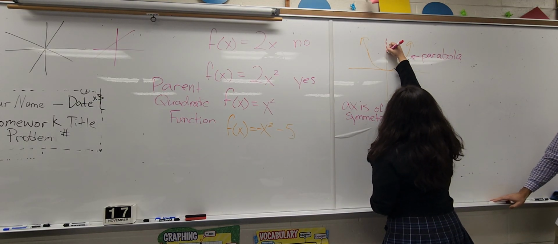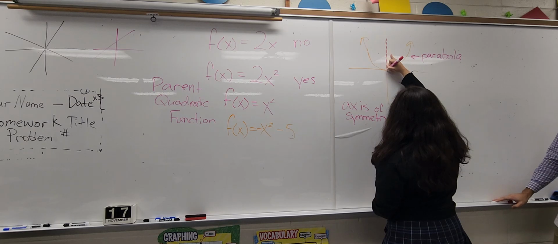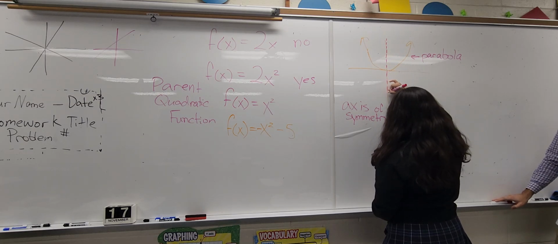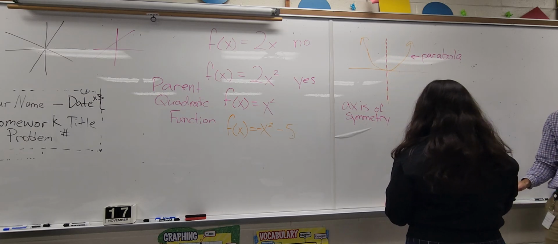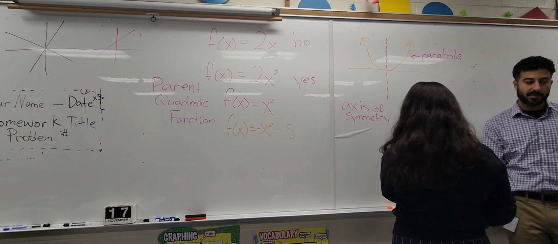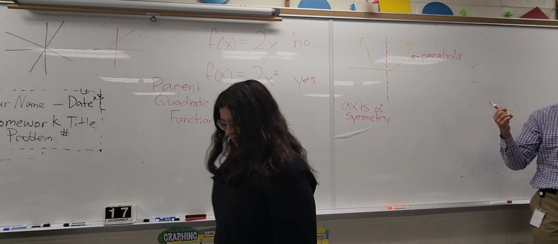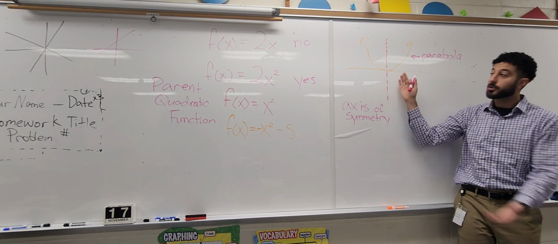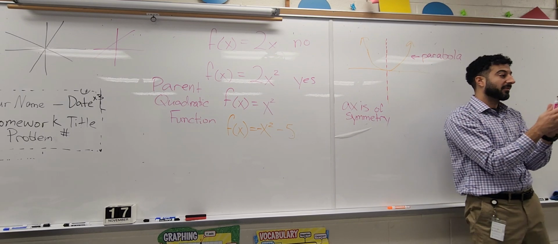Axis of symmetry is the line that cuts the graph perfectly down the middle. Wait, what? Can you repeat that? Axis of symmetry? Yeah, it's the line that just, well, I mean, I'm not giving the textbook that, thank you. That is perfect, by the way. It's the line that cuts it perfectly down the middle, so that if you fold both halves, it lines up on top of each other.